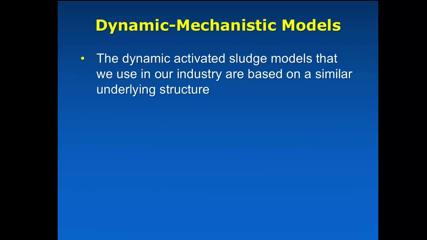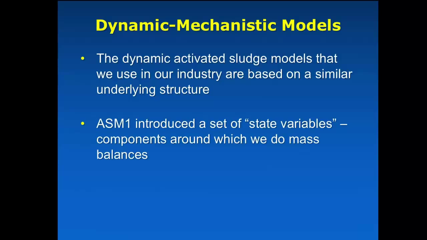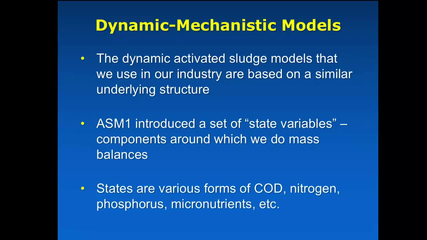So all the dynamic activated sludge models that we use in our industry are all based on a similar underlying structure. They're all based around the ideas that were developed originally in the ASM1 model from IWA that was published, well, pretty much 30 years ago now. So the ASM model introduced that very first set of state variables, those components around which we do mass balance to be able to describe growth and death and the transformations that go on in the typical activated sludge process. And as you probably already know, these state variables are various forms of COD.